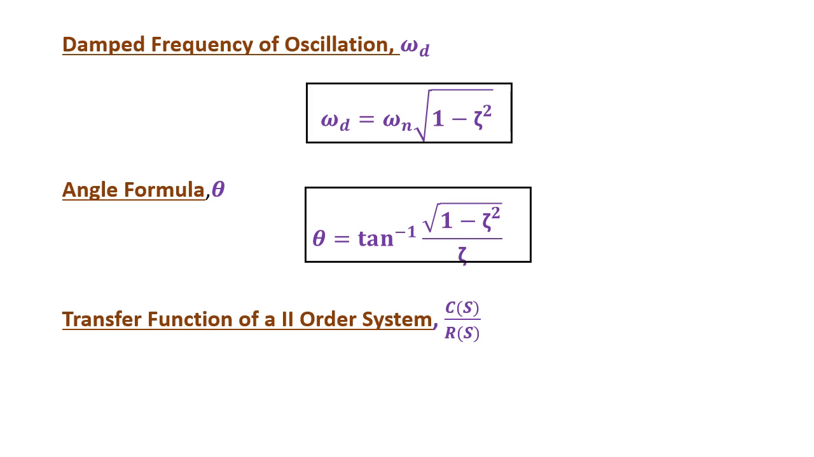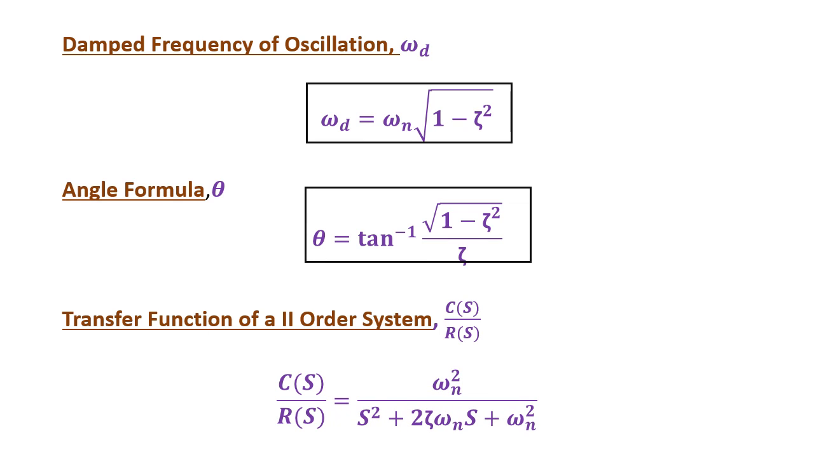And the general second order system transfer function, that is C(s) by R(s), that we require for solving all problems in Unit 2, is omega n square by s square plus 2 zeta omega n into s plus omega n square. From this only we will be getting our final notations, omega n and zeta value, that we will be using in all the formulas of time domain specifications. Thank you. We'll meet again in the next video.